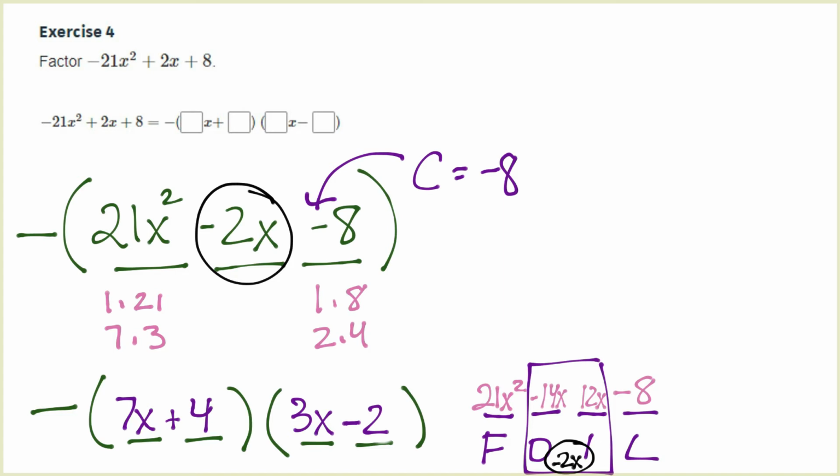We need to put our answer into the Big Ideas Math template for the answer. So the first set of parentheses has a plus sign in between. So I'm going to put my 7x plus 4 there. And the second set of parentheses has a minus sign. So I'm going to put 3x minus 2, except I don't need the minus sign, 3x minus 2. And notice that my greatest common factor, -1, is already out there. So that would be the right answer to this problem.